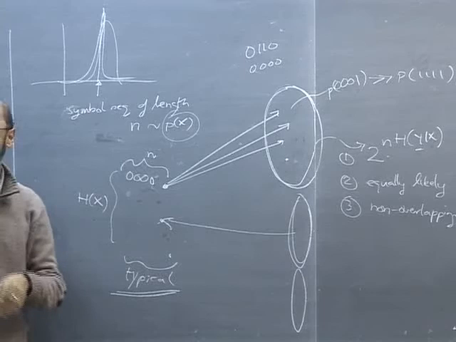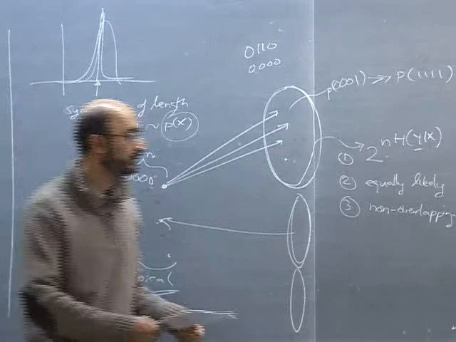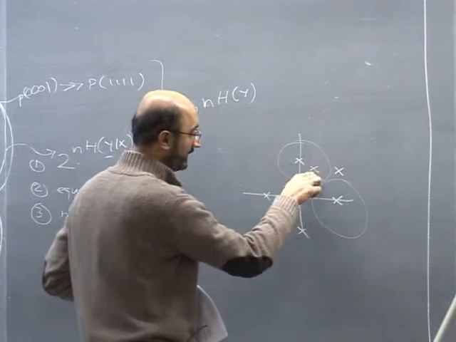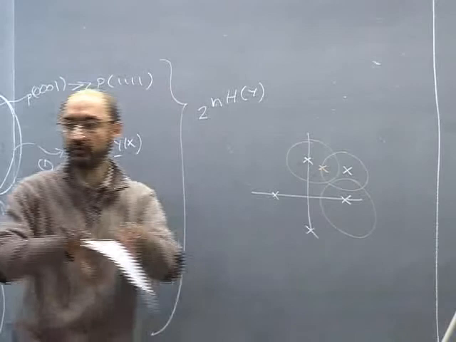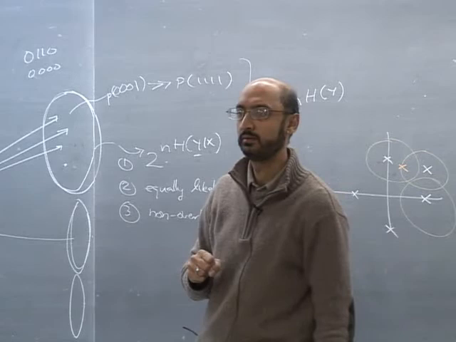But if I keep these overlapping, then I'm going to have difficulty figuring out what the input was. It's like saying that if I have this code space like this, then when I get this, I don't know whether it goes here or there. So I want to make sure that the distortions are separated from each other in these sets. So yes? I just want to ask, is each of the circles a particular symbol? Symbol sequence. Correct. That's right.